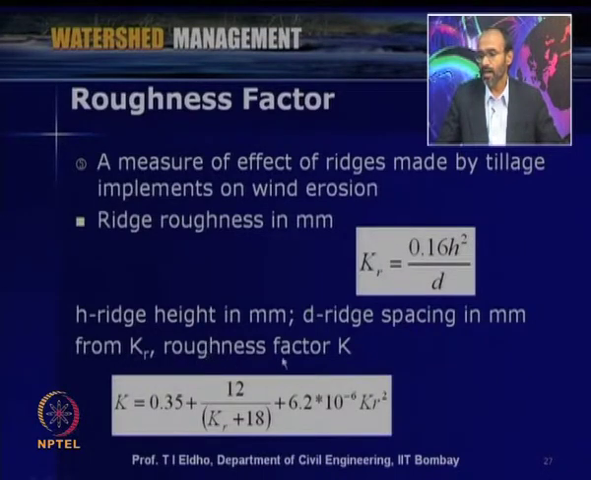Then say Kr we can obtain from the first, we can calculate Kr, and using this we can find out the roughness factor K. So, K is equal to 0.35 plus 12 by Kr plus 18 plus 6.2 into 10 to the power minus 6 into Kr square. So, first we can calculate Kr, from which we can find the roughness factor K.